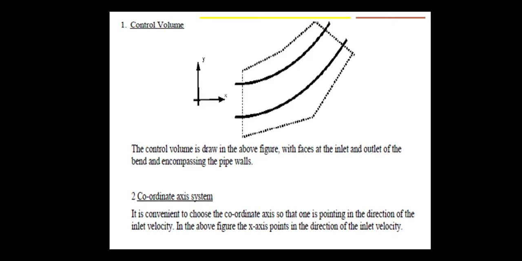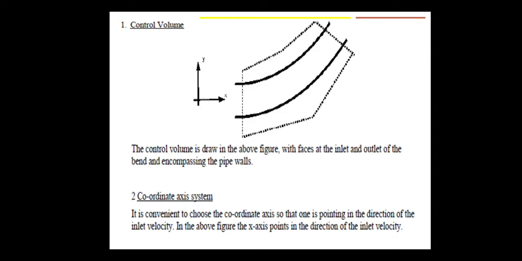Next, see the first one, the control volume. How much volume is it occupying? The control volume is drawn as shown in the figure, with the faces at the inlet and outlet of the bend, encompassing the pipe walls. First draw the section where you have the pipe bend, which is where the control volume takes place.